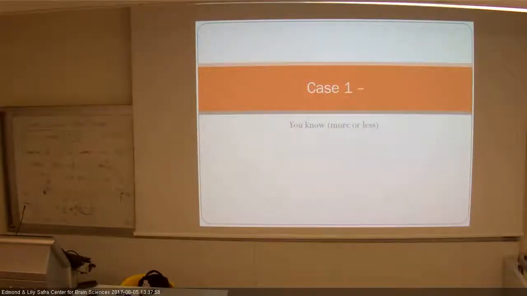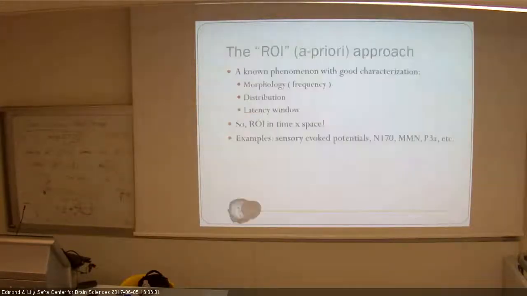And the first case is when you know what you want to do, and then you have some kind of an ROI, region of interest. And the region of interest in our case would be defined in time. So when along time is the region of interest? Where on the scalp is my region of interest? And also, what is its morphology? What does the waveform look like? Or in other words, what is the frequency spectrum of this event that I'm looking for? So I need to define my a priori hypothesis relative to some known phenomenon which is well characterized.